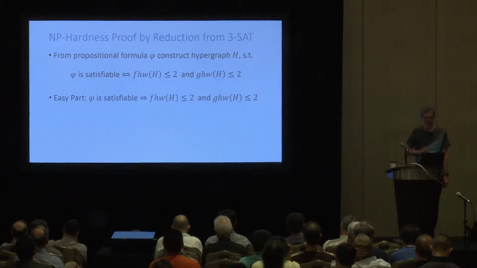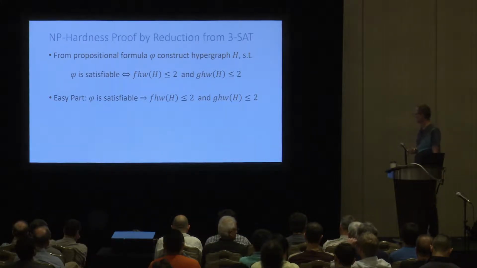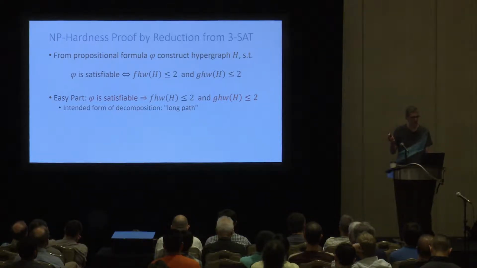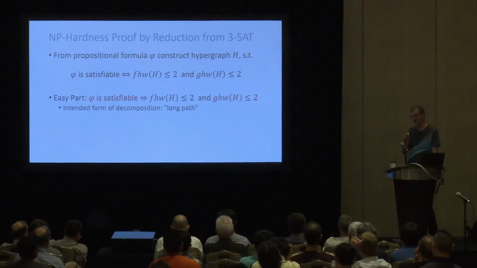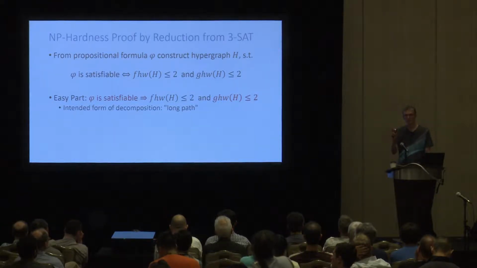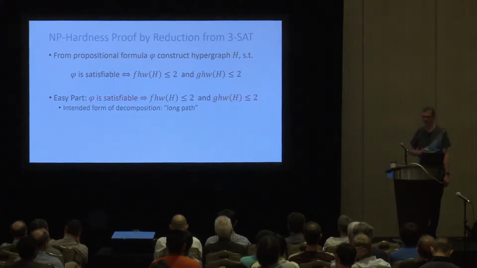The easy part of the proof is the first implication. So suppose that the formula phi is satisfiable. We have to show that these two notions of width are less than or equal to 2, and actually it suffices to do so for the generalized hypertree width, because the fractional one cannot be bigger. To prove this implication, we take a satisfying truth assignment of the formula phi, and from this we construct the generalized hypertree decomposition of width 2. And this decomposition has a very specific form, namely it's a long path.